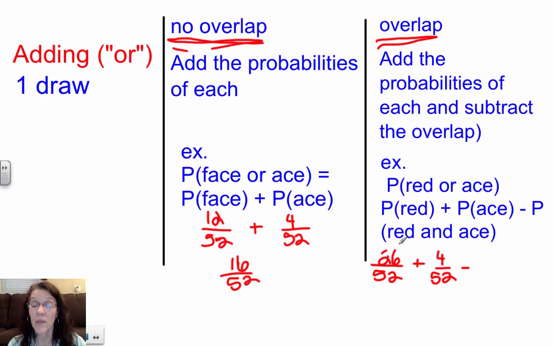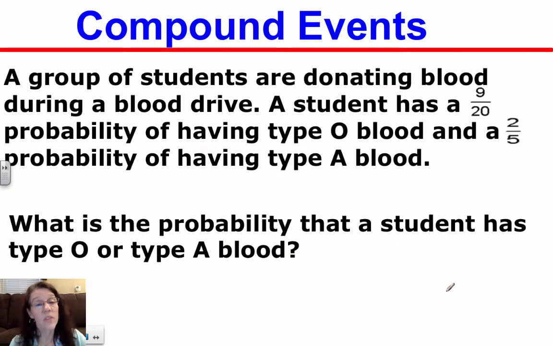But what's the probability of getting both a card that's red and an ace? Well, there are 2 of those. So we have 2 out of 52. Well, 26 plus 4 is 30, minus 2 is 28 out of 52. Now, if you were to take a deck of cards and count up all the cards that were either reds or aces, you would see that you would have 28. Okay, so let's look at some others.